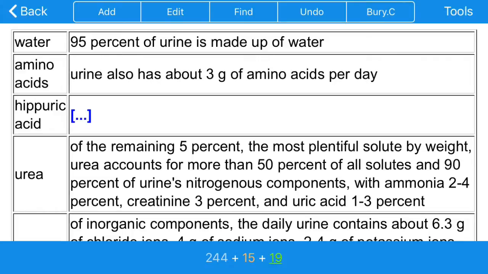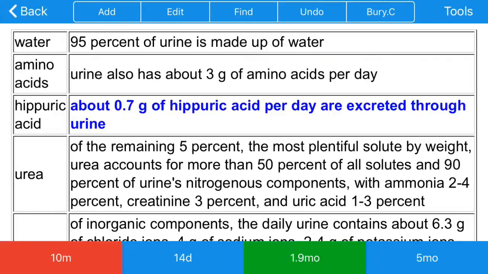Okay, hippuric acid. About 0.7 grams of hippuric acid per day are excreted through the urine. Wow. I remember the heck out of that.